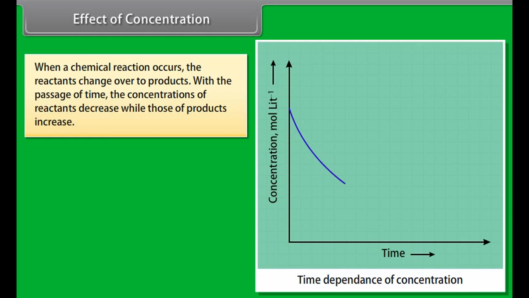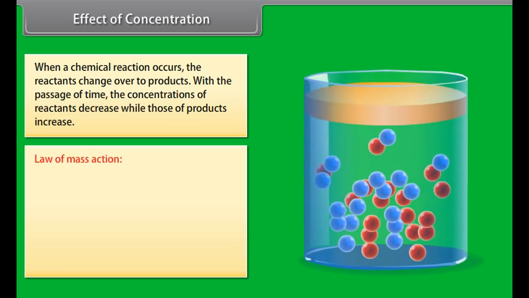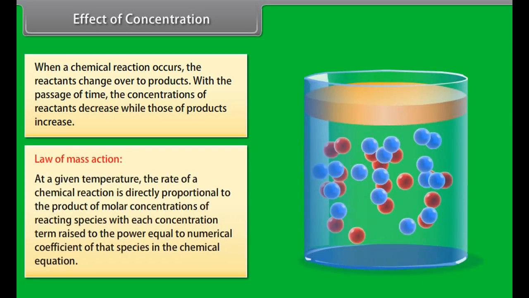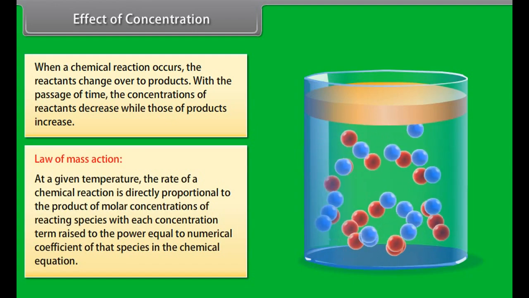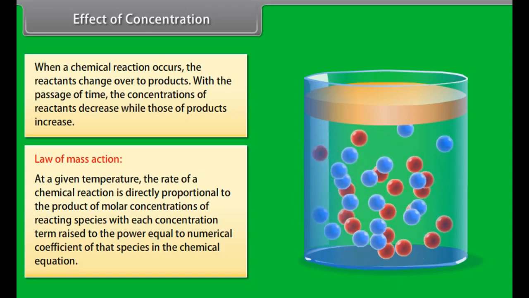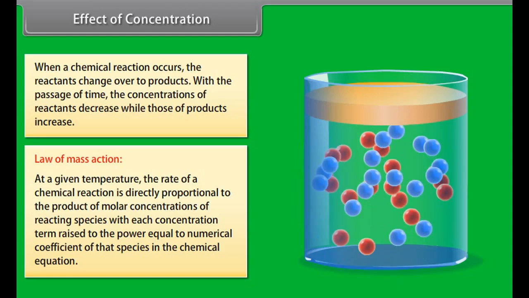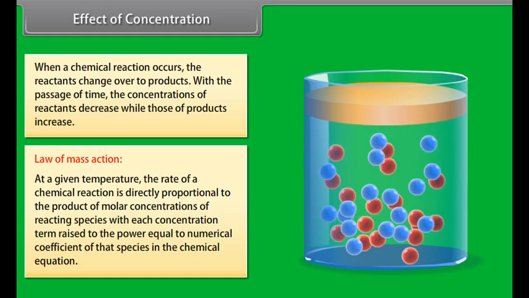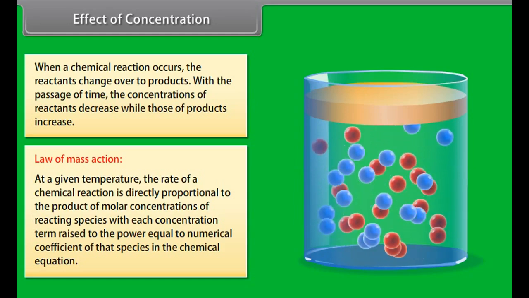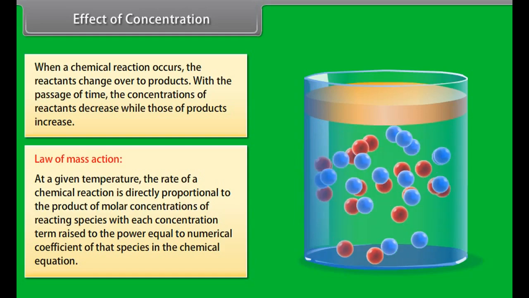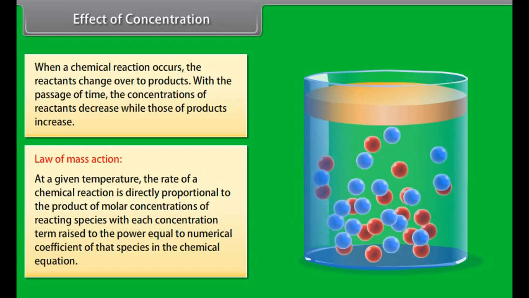Effect of concentration. When a chemical reaction occurs, the reactants change over to products. With the passage of time, the concentrations of reactants decrease while those of products increase. Law of mass action: at a given temperature, the rate of a chemical reaction is directly proportional to the product of molar concentrations of reacting species, with each concentration term raised to the power equal to numerical coefficient of that species in the chemical equation.